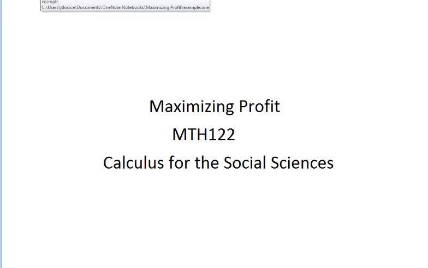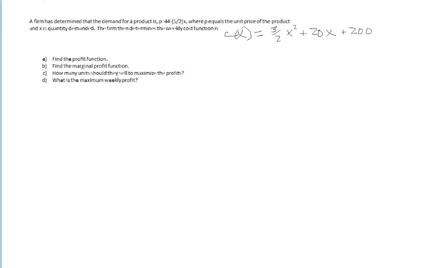In this video, we're going to take a look at how to maximize profit. In the problem I have here, it says a firm has determined that the demand for a product is P equal to 44 minus 5/2 X, where P is equal to the unit price of a product and X is the quantity demanded. And the firm then determines the weekly cost function as C of X is equal to 3/2 X squared plus 20X plus 200.